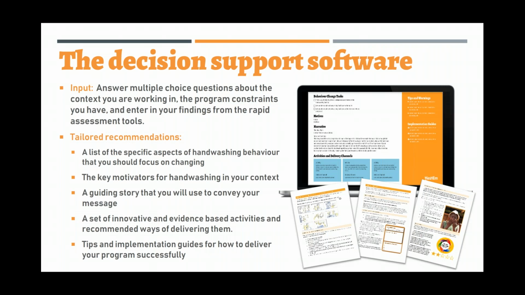So your recommendations will include a list of the specific aspects of hand-washing behavior that you should focus on changing. In different contexts, different parts of behavior will be necessary to focus on. For example, you might find that in some contexts, everyone washes their hands after the toilet, but that hand washing before eating is not quite as high. In that case, you would focus on targeting hand washing before eating.